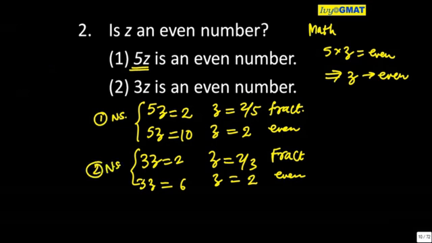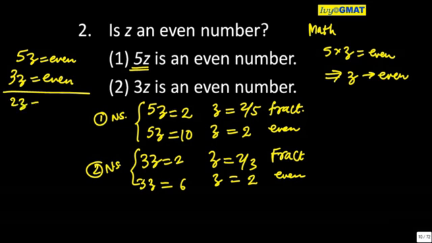Now, if I combine the two, what is the next thing that I should try? Combine or no? Let's try to combine and say, okay, 5Z is even, 3Z is even. If you subtract these two or add these two, whatever, they will always be even. So let's subtract and say 5Z minus 3Z, 2Z is even minus even is even. So Z will be even by 2, which is integer or fraction? Any even number by 2 is always an integer.